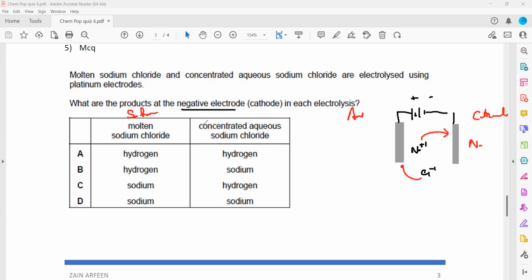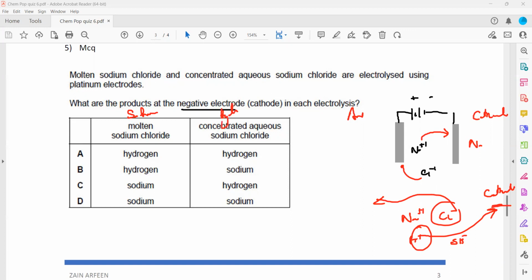And if we have concentrated aqueous sodium chloride, which contains sodium ions, chloride ions, hydrogen ions, and hydroxide ions, towards the cathode, hydrogen is less reactive, so it will move towards the cathode. And then Cl will move towards the anode. But they're asking for the product at the cathode. So in this case, there will be hydrogen. So sodium and hydrogen, C is the right answer.